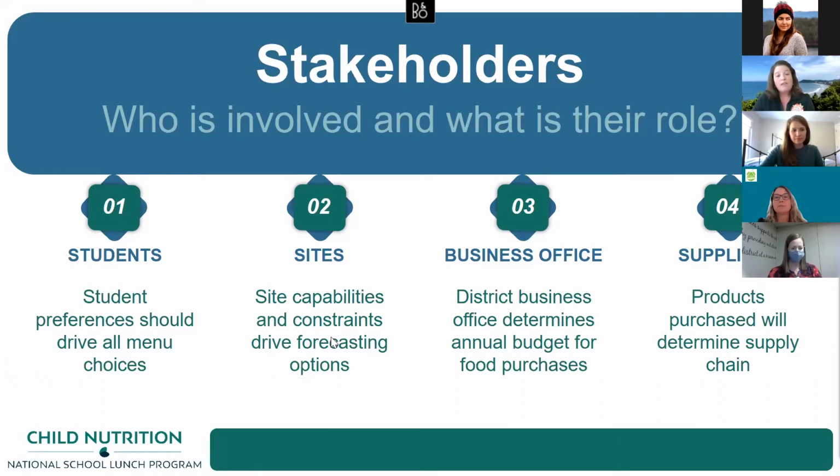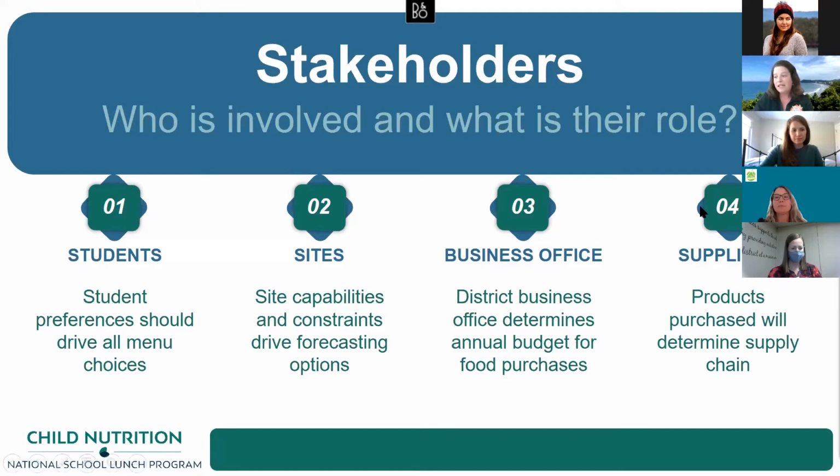Plus, if they make more deliveries, does that impact your overall cost? Are you charged for those deliveries? All those things are still going to be a part of the development of your menu and what you're looking at. So when we look at forecasting, we're looking at data, but we also have to consider all of these things when we make those final decisions.